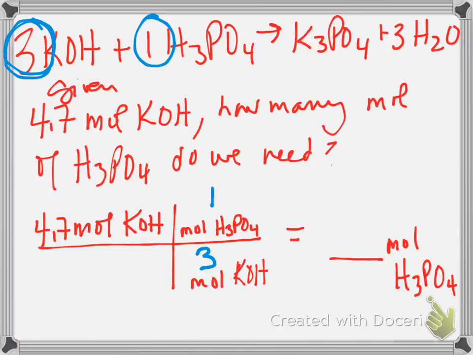So we know that for every 3 moles of potassium hydroxide that we react, we're going to need 1 mole of phosphoric acid to run the reaction. Okay, now we just do math. Okay, we get 1.56 repeating out to infinity moles of phosphoric acid are required. Now, how many sig figs do we have? 2. So that's going to be 1.6 moles.